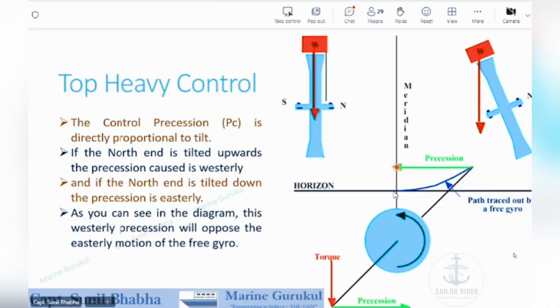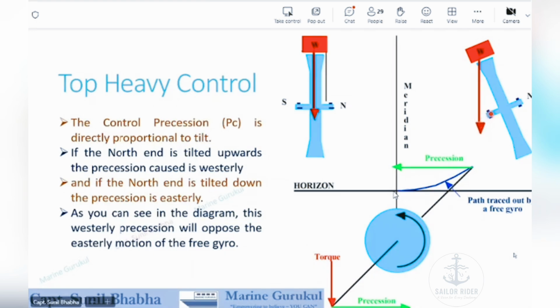Now some important points to keep in mind. Number one, the control precession PC which is generated is directly proportional to tilt. When the tilt was 0, the spin axis was perfectly horizontal. The center of gravity of the weight was directly over and above the COG of the rotor, so it was not generating any torque at all. So the control precession was also 0. Now as soon as some tilt is generated, the weight starts to act on the south end of the spin axis, generating a precession, trying to take the spin axis back towards the meridian.